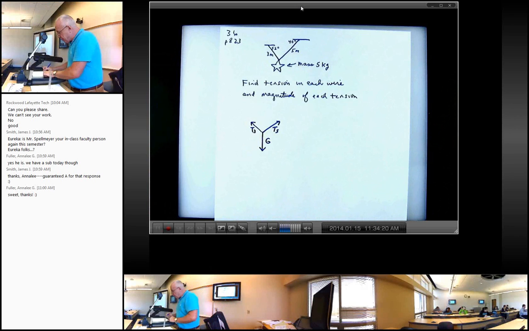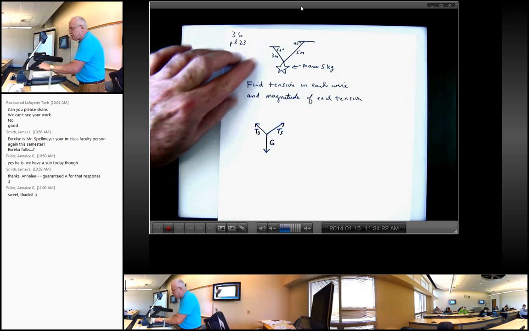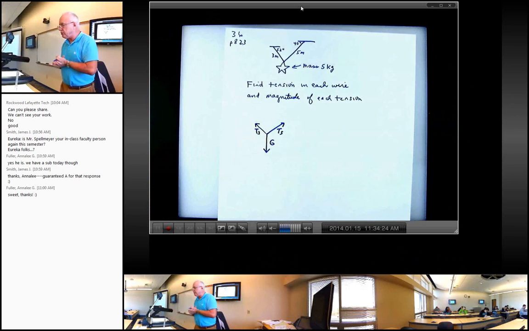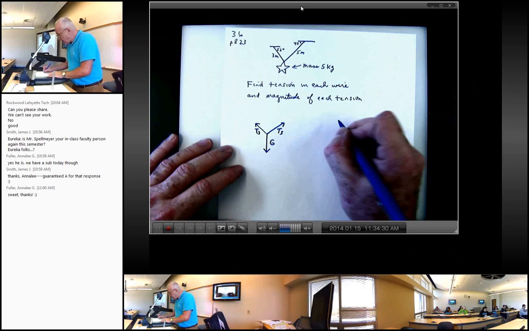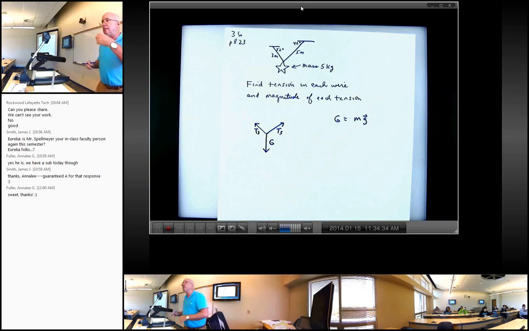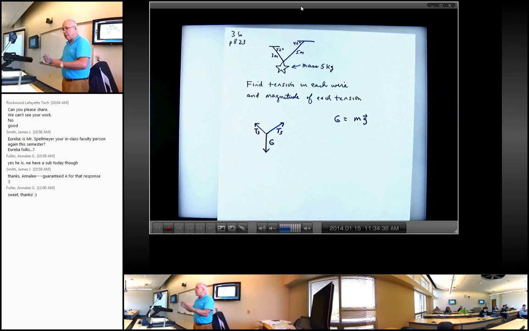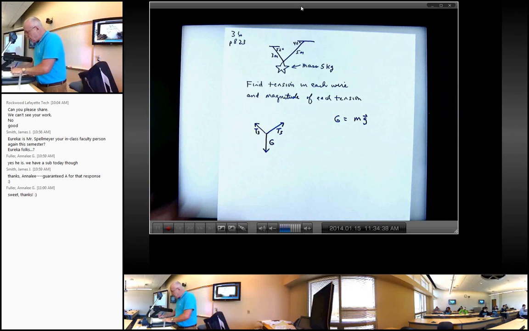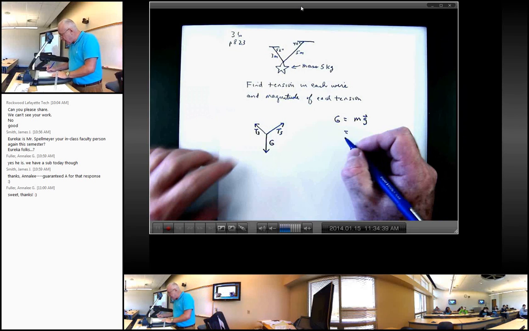Now, I put the subscripts 5 and 3 for the 3 meter and 5 meter wires. Those are the tensions. Now gravity, we know, is the mass times the gravitational acceleration. Force is mass times acceleration. Here we're told that the mass is 5 kilograms.